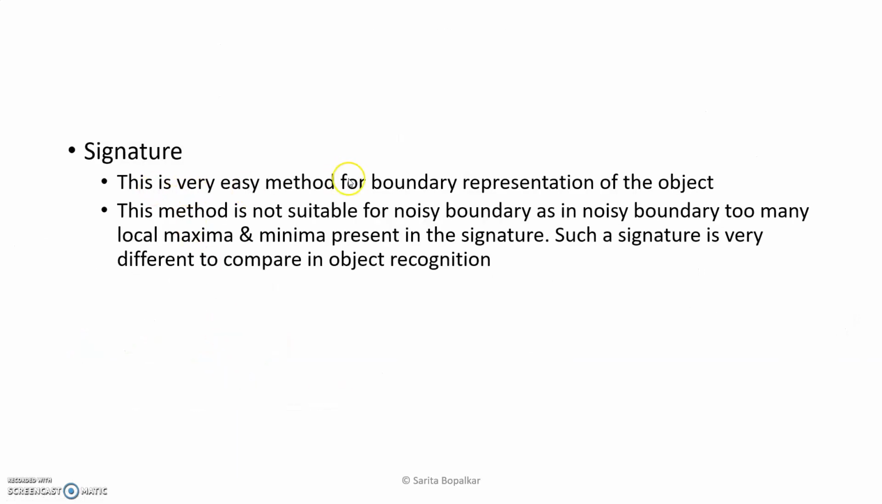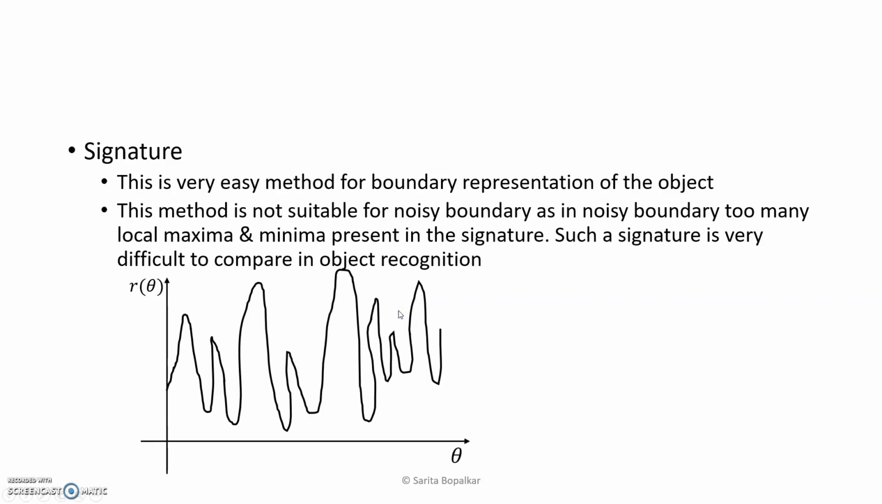Signature is a very easy method for boundary representation of the object. But this method is not suitable for a noisy boundary, as in a noisy boundary there are too many local minima and maxima present in the signature, and such a signature is very difficult to compare in object recognition. For example, the boundary like this, if you observe, there are too many minima and maxima, and this signature is very difficult to compare in object recognition.